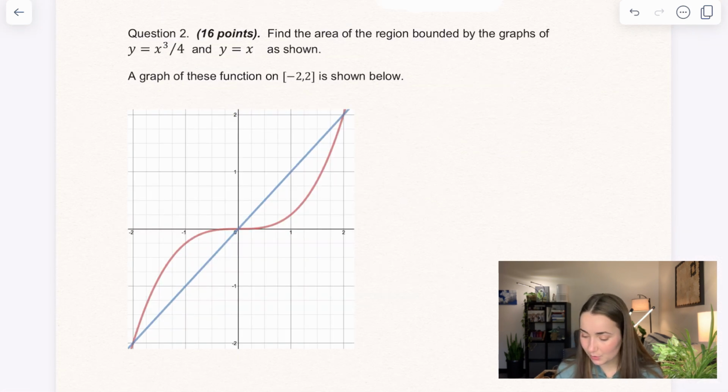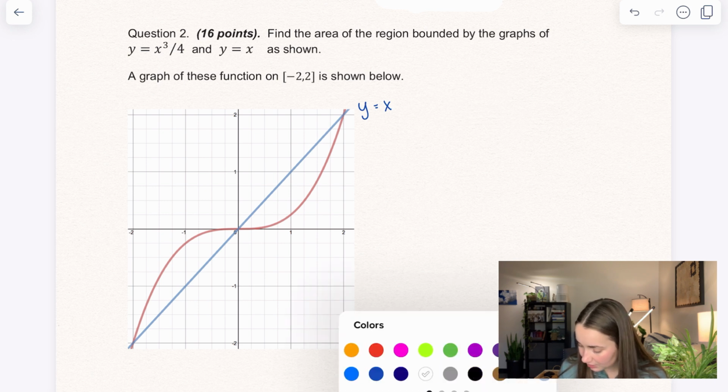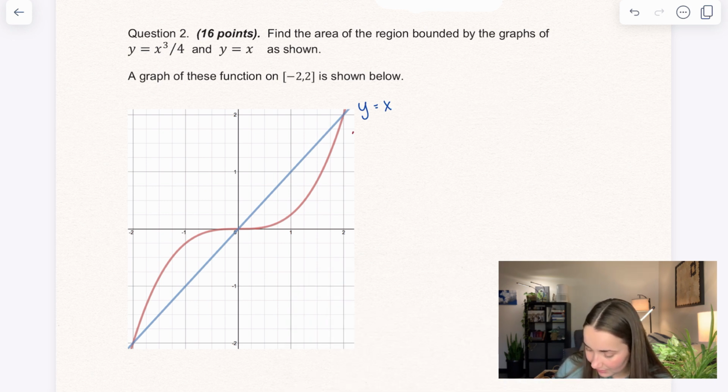Our next question is we want to find the area of the region bounded by the graphs y equals x cubed divided by 4 and y equals x. So here, let's go ahead and label these functions. We have y equals x is going to be that blue function. It is going to be the straight linear line. And then our other function is going to be our cubic function. So that's going to be in red, x cubed divided by 4.